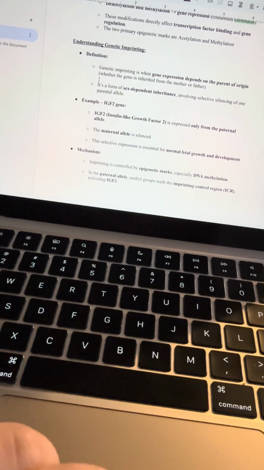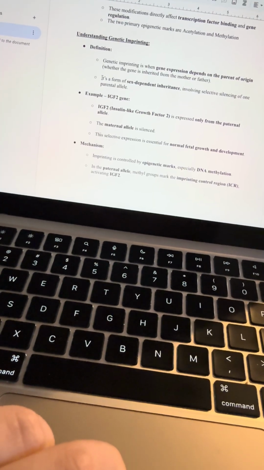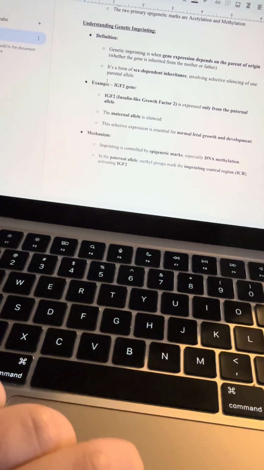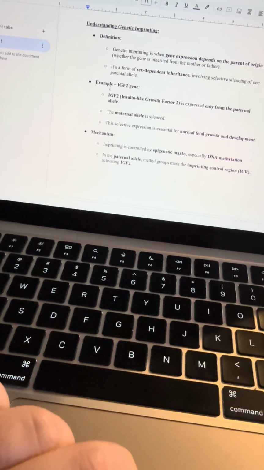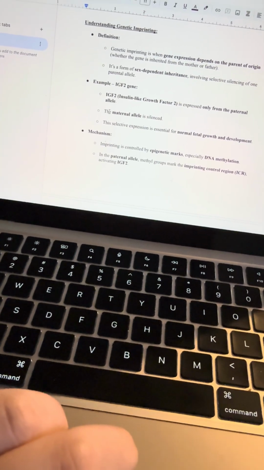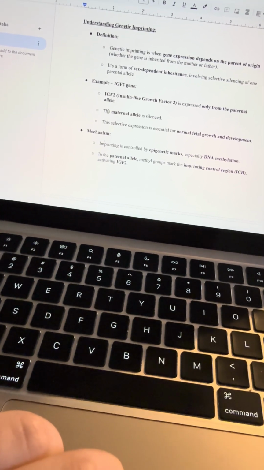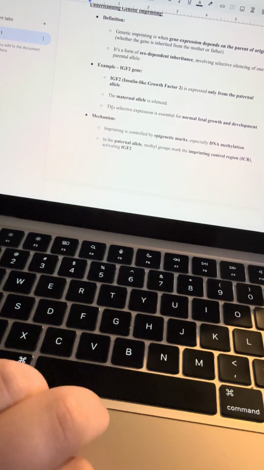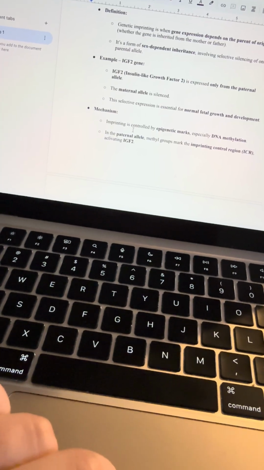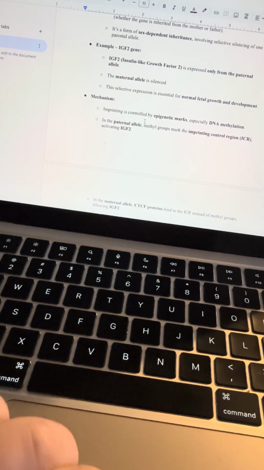Understanding genetic imprinting. Definition: genetic imprinting is when gene expression depends on the parent of origin, whether the gene is inherited from the mother or father. It's a form of sex-dependent inheritance involving selective silencing of one parental allele. Example, the IGF2 gene. IGF2, insulin-like growth factor 2, is expressed only from the paternal allele. The maternal allele is silenced. This selective expression is essential for normal fetal growth and development.